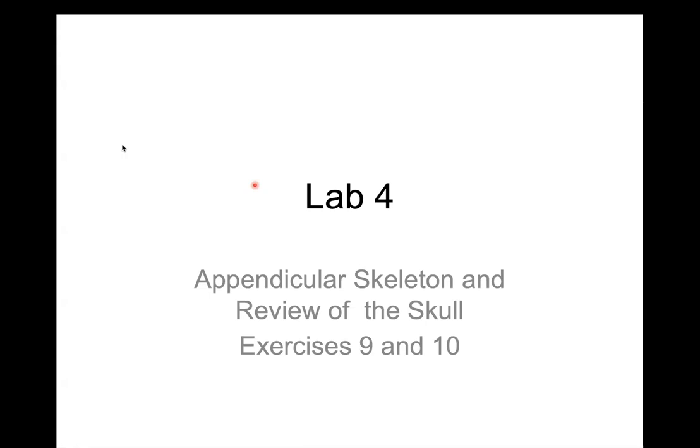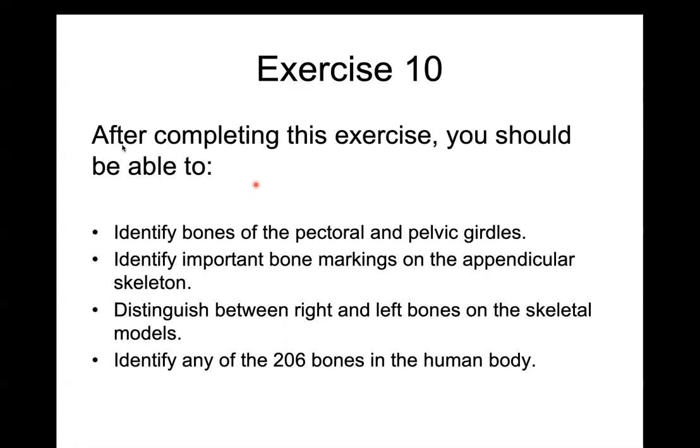Great. Okay, let's go. So welcome back, everyone. This is lab 4, and we're going to go over the appendicular skeleton. So the goal of today is to help you all be able to identify bones of the pectoral and pelvic girdles, identify important bone markings on the appendicular skeleton, distinguish between right and left bones on the skeletal models, and identify any of the 206 bones in the human body.